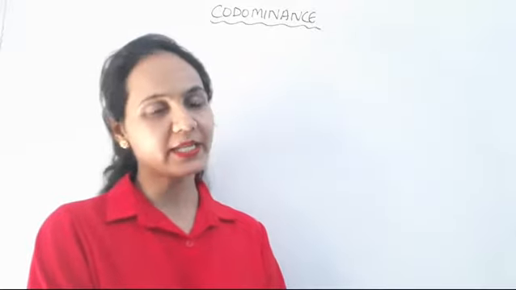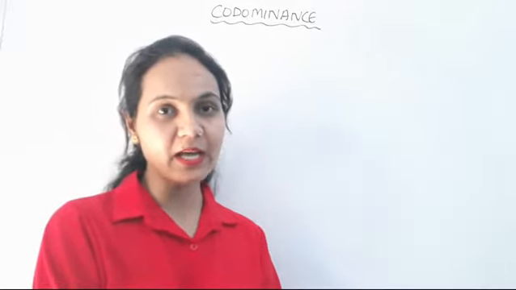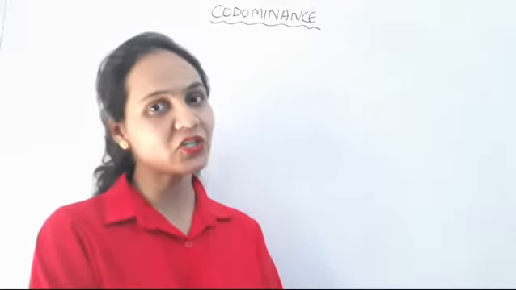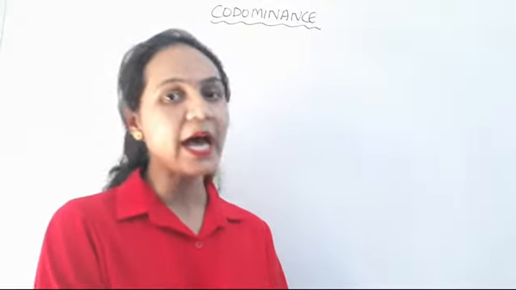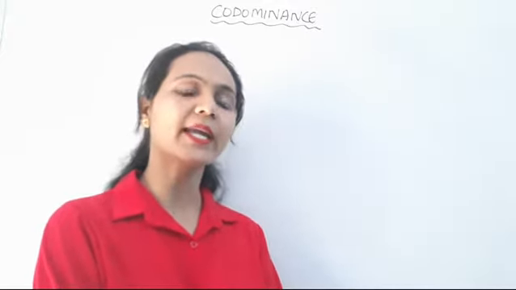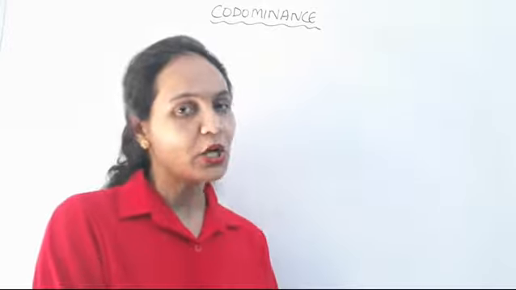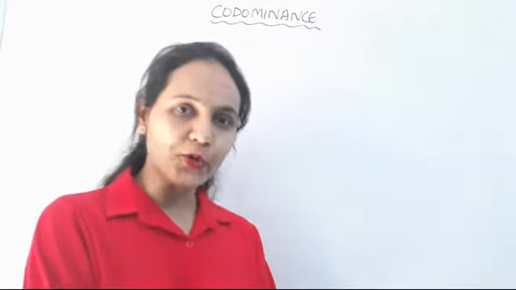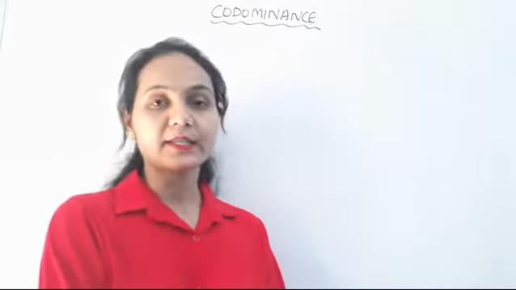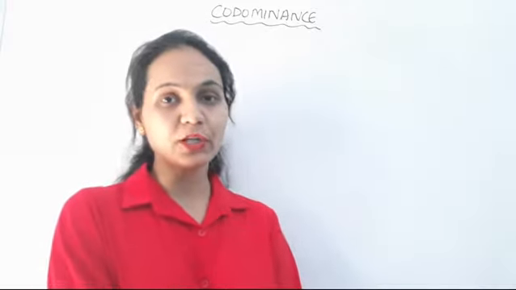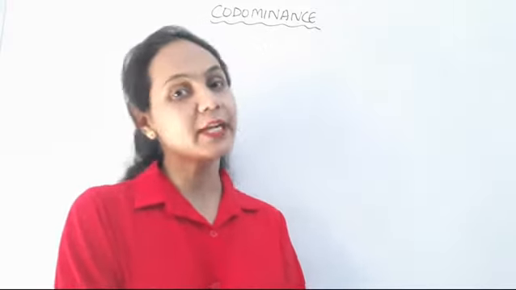Okay, beta. So in yesterday's class, we discussed the intra and intergenic interaction of genes, and in that we studied incomplete dominance. So the next topic is codominance. In codominance, see, the two alleles that control a particular gene can express themselves equally.